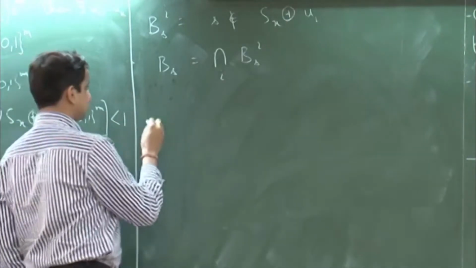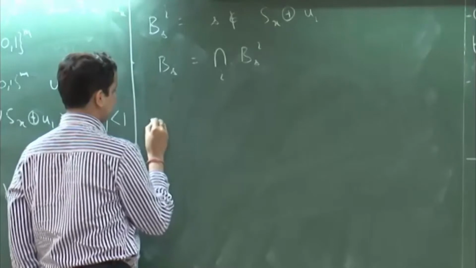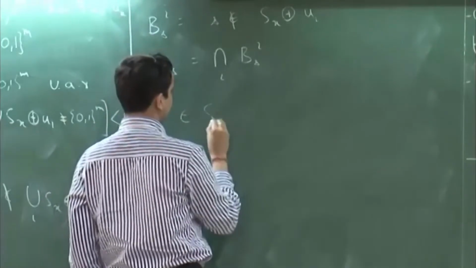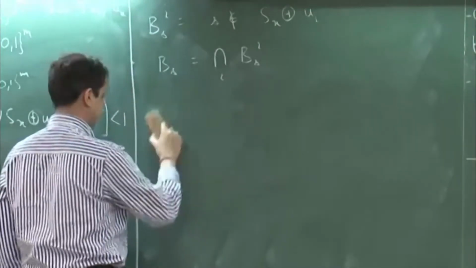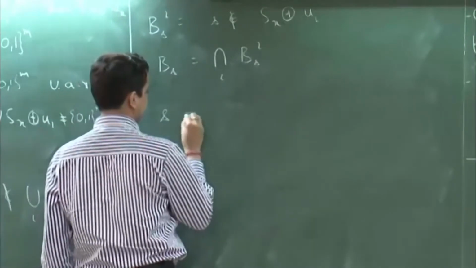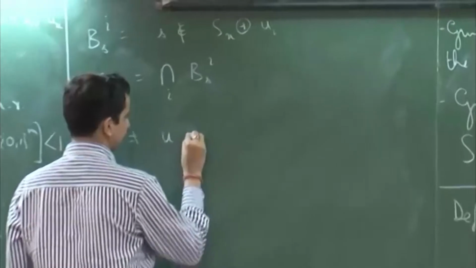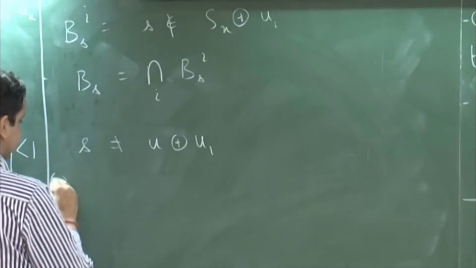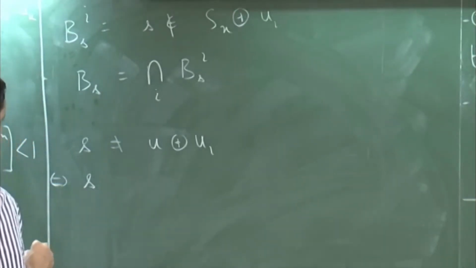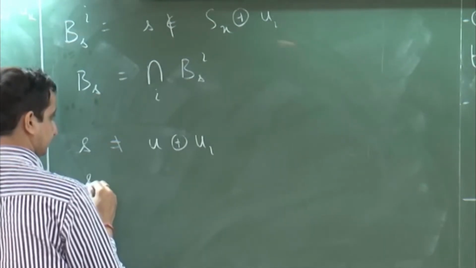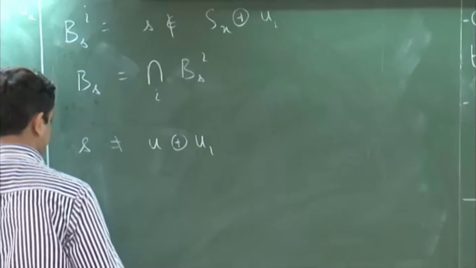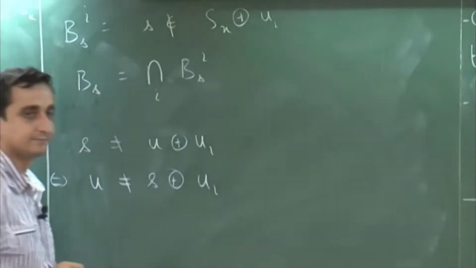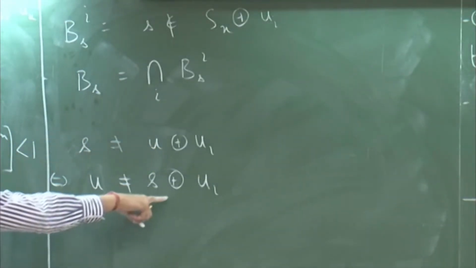So what we want to check is whether S does not belong to S ⊕ u_i. This is the same as writing u is not equal to S ⊕ u_i, because of the way we have defined this operation.